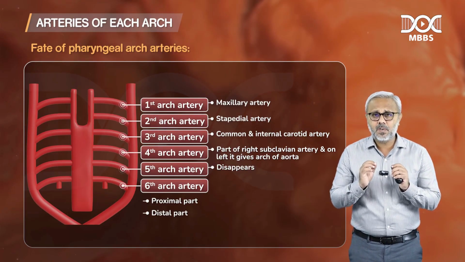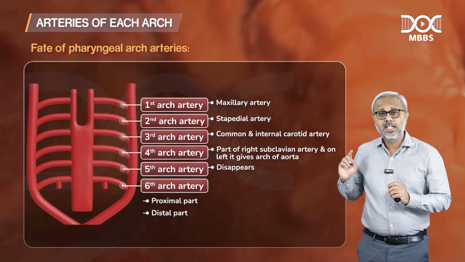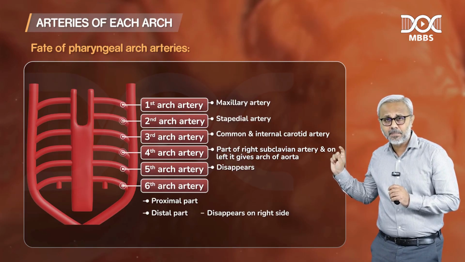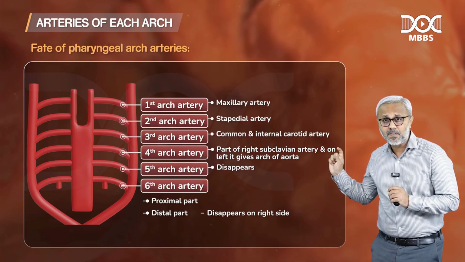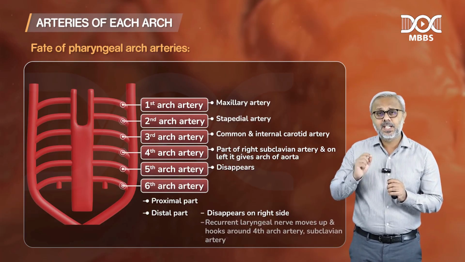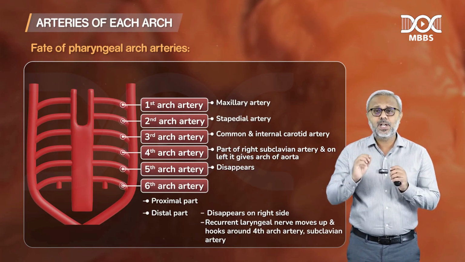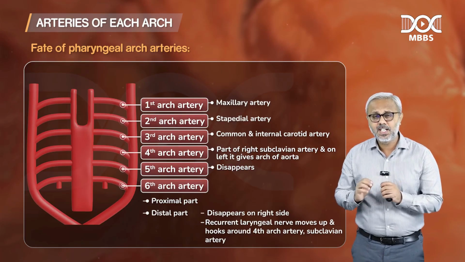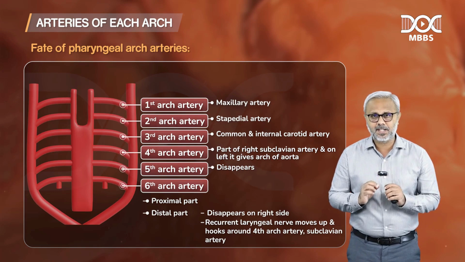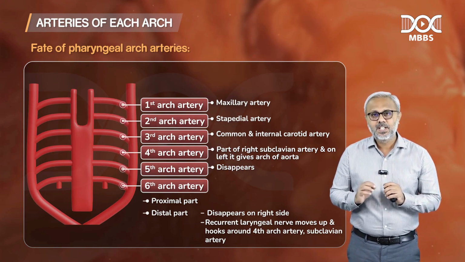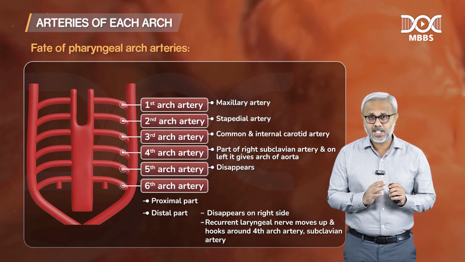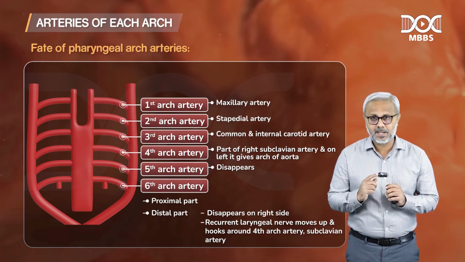The distal part of the embryonic sixth arch artery disappears on the right side. So there is no segment derived from the distal part of right sixth pharyngeal arch artery. Because of this, the recurrent laryngeal nerve moves up and hooks around which arch artery? The fourth arch artery, which is giving rise to the subclavian artery. Are we clear? So this is why the recurrent laryngeal nerve on the right side hooks around the subclavian artery.